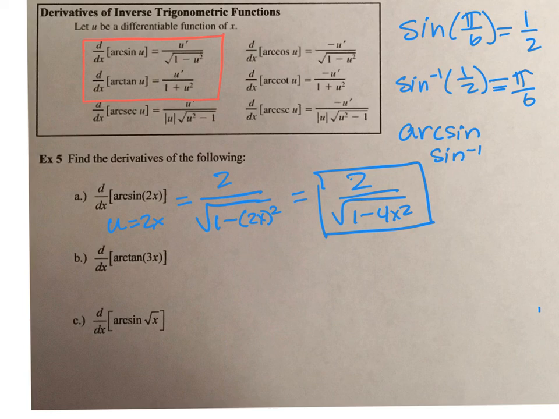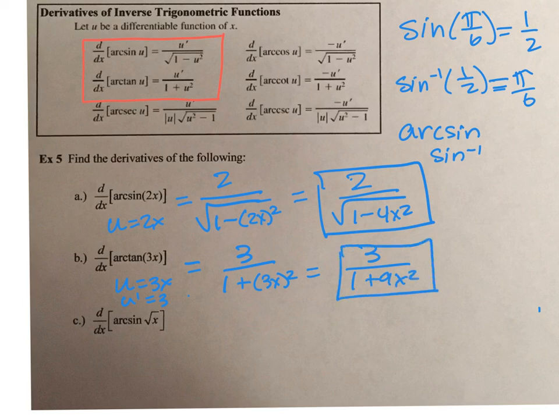So in this example, u is equal to 3x. Okay, so u prime is equal to 3. So our derivative of arctan of 3x is just going to be u prime, which is 3, over 1 plus u squared. Remember, u was the function 3x. So we'll square that, and then let's just go ahead and simplify that a little bit and write it as 3 over 1 plus 9x squared.